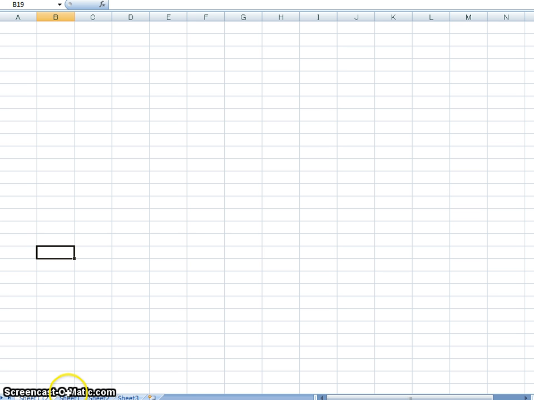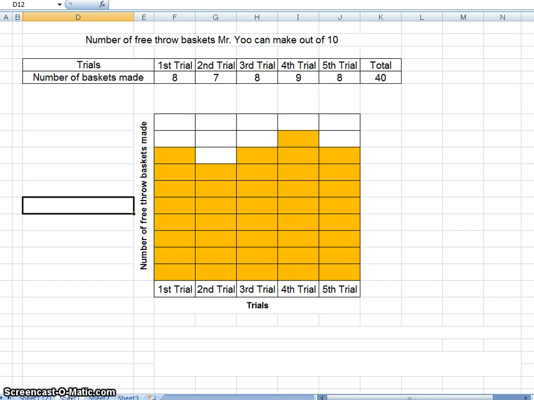Now I'm going to change the screen, and what you see here are the results of the 5 trials I went through, shooting 10 shots from the free throw line. And the results are shown in 2 different ways. One way is this highlighted thing here, which shows us the result of how many free throws were made out of 10 for the 5 trials I went through.